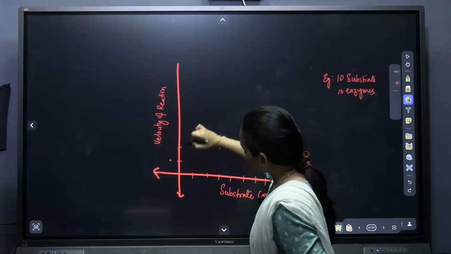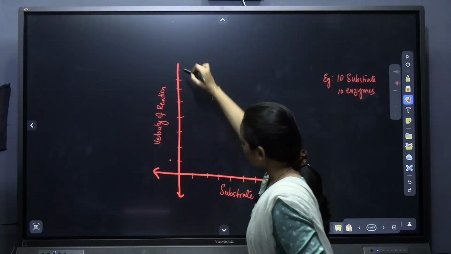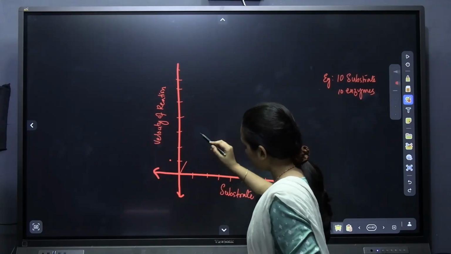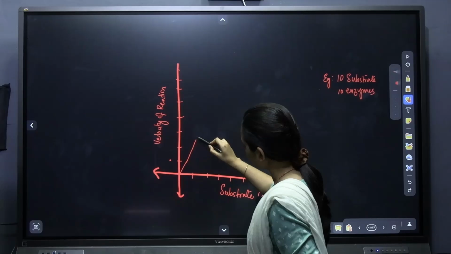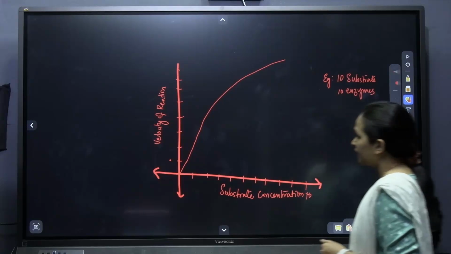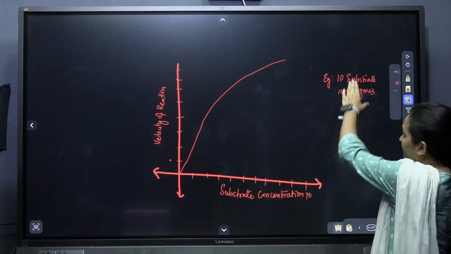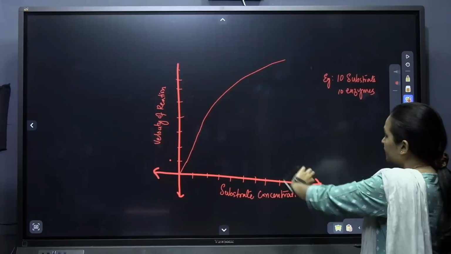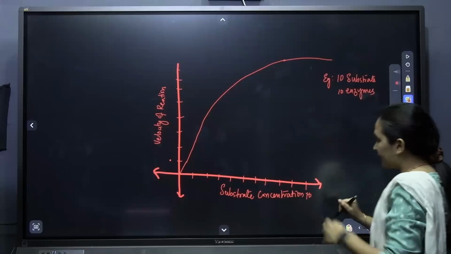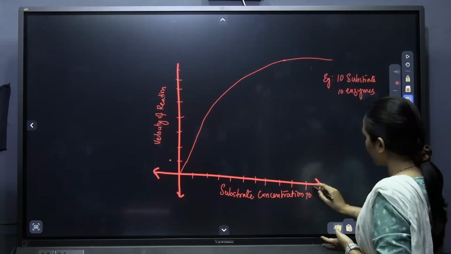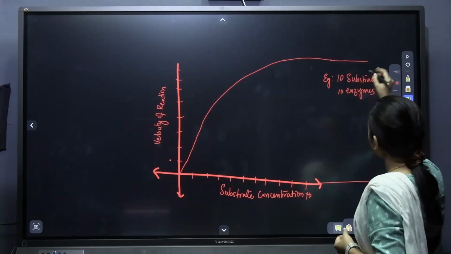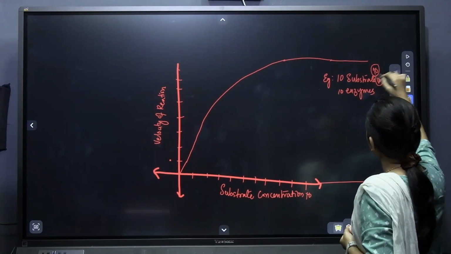And the velocity of the reaction, this one is, so if one substrate binds to one enzyme, the velocity goes up. If two substrates bind to two enzymes, it goes up. 3 substrates, 3 enzymes, like that it goes on until all my substrates and enzymes are totally bound, that is here, till here. After that, even if you keep on adding substrate, for example, again you add 10 substrates, what happens?